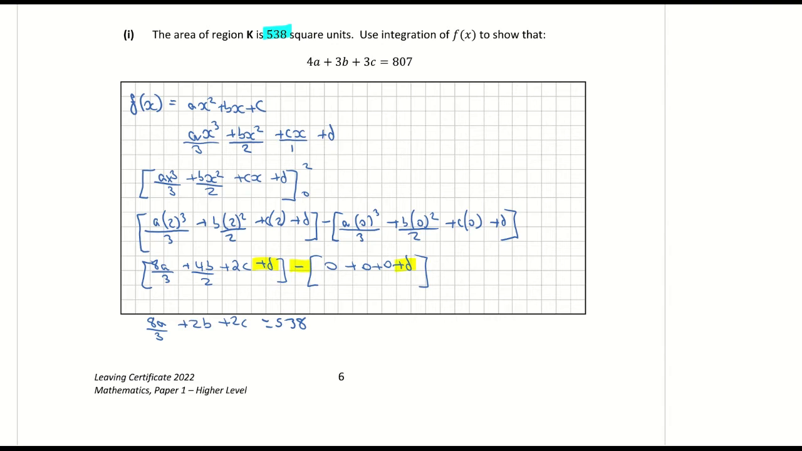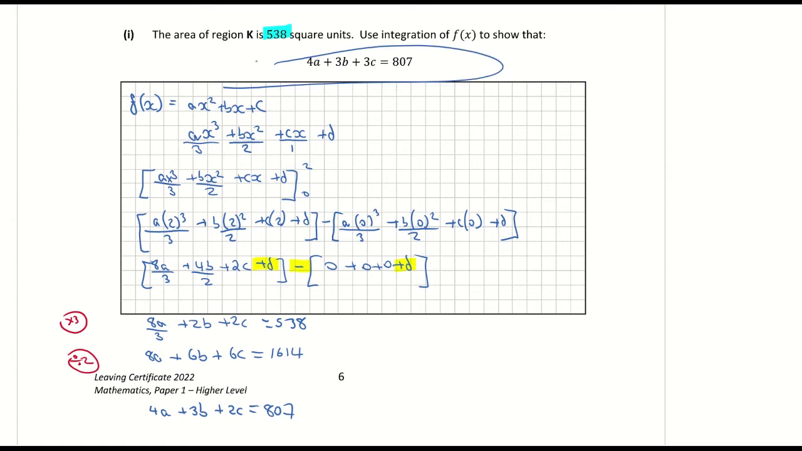Now the question doesn't have a fraction. I have 8a over 3. They don't. So I need to multiply across by my highest denominator here, which would be 3. So this will give me 8a plus 3 times 2, which is 6b, 3 times 2c, which is 6c, is equal to 3 times 538, gives me 1614. Now I'm going to divide by 2, because I can see that all of these divide by 2. So that's giving me 2 into 8 is 4a, 2 into 6 is 3b, 2 into 6c is 2c, and 2 into 1614 is 807.